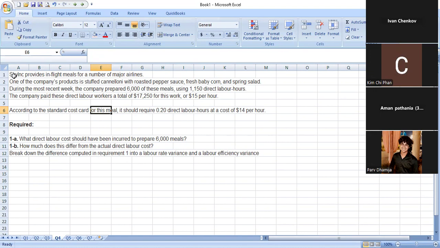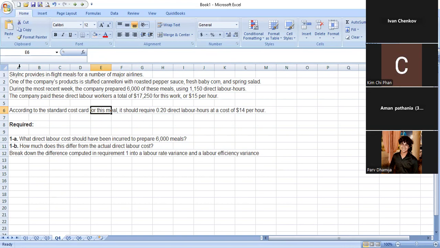1,150 direct labor hours. The company paid these direct labor workers $17,250, or $15 per hour. According to the standard costing for this meal, it should require 0.2 direct labor hours at a cost of $14 per hour. So again, direct labor cost.